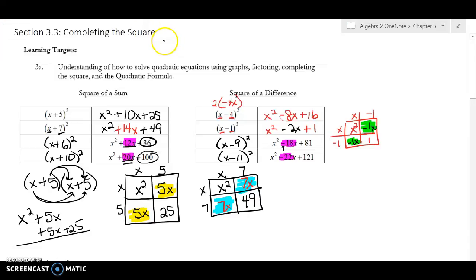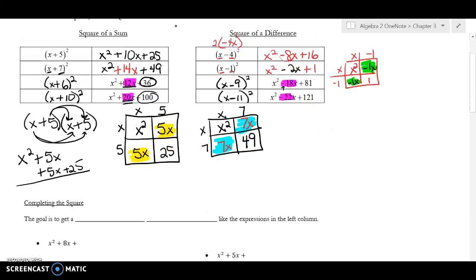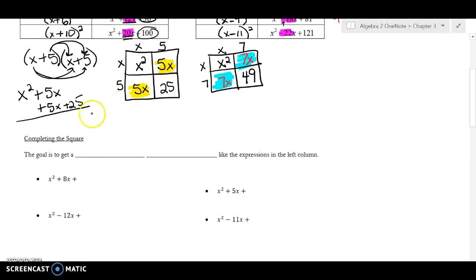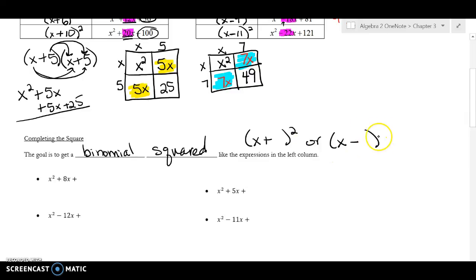So that's the main thing that we're going to focus on today in these notes. We're separating these notes into two different sections to make sure you get a handle of it. And so to complete the square, your goal is to get a binomial squared like the expressions on the left. So I want to have something with an x plus something squared or an x minus something squared. So the question is, what are these blanks? I didn't write the blanks, but that's what they are.